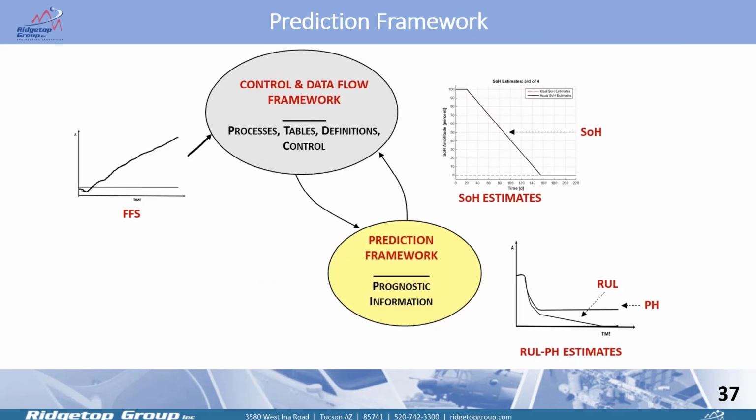The prediction framework now takes the functional failure signature, which has now been linearized, and it is going to produce what we call three prognostic pieces of information. One is state of health, which should go from 100% down to 0, remaining useful life, and prognostic horizon. Prognostic horizon is your current time plus your remaining useful life.